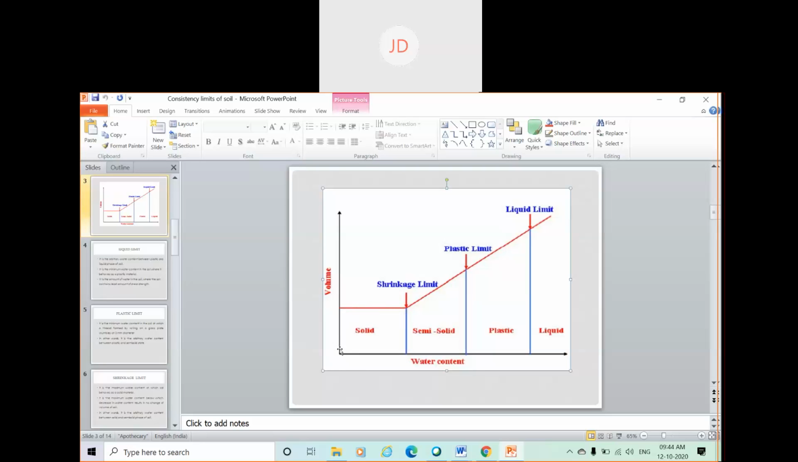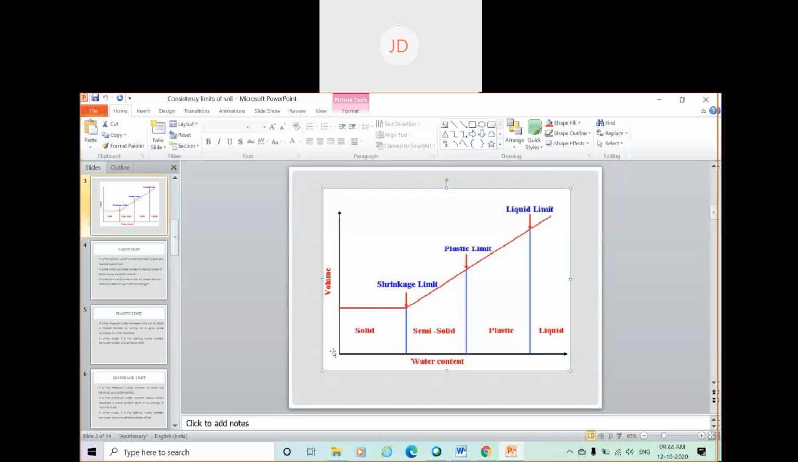Now if I try to increase the water again and again, up to this point, that means up to the shrinkage limit, the volume of the soil will not change, and this will happen only for fine grained soil. Okay, fine. So up to this point there will be no change in volume. That means at this point, at the shrinkage limit, the soil becomes fully saturated. And before this the soil is partially saturated.